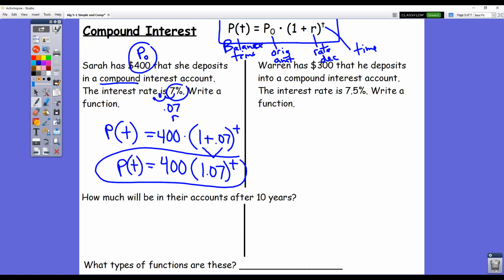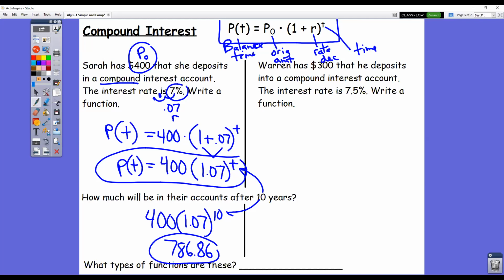You are going to have to do that on your homework today. How much will be in their account after 10 years? So then you're going to sub in a 10 for the t. You could just type that right into the calculator. When you type that into the calculator, because we're dealing with money, you would round it to the nearest penny. So you would get $786.86 after 10 years.